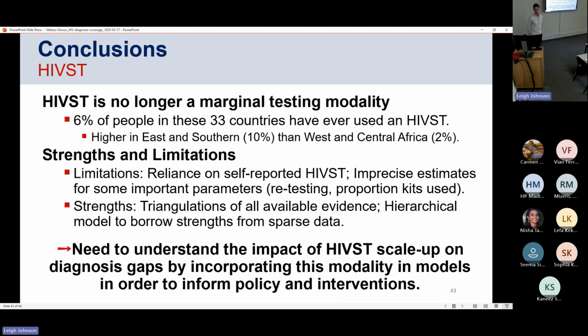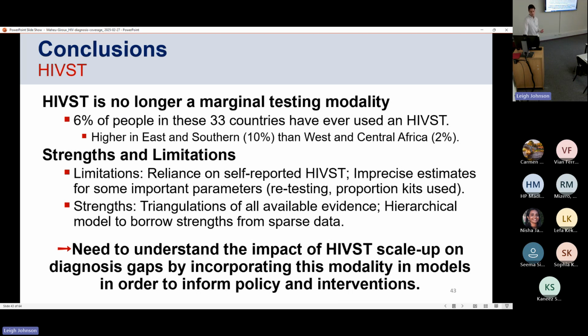So in conclusion, HIV self-testing is no longer a marginal testing modality overall, with about 6% of the population having ever used it. It's higher in Eastern and Southern than Western and Central Africa. The limitation is that we rely on self-reported estimates. Even though we've tried to use a hierarchical model, we still obtain very imprecise estimates for some parameters, such as retesting and the proportion of kits used. A strength is that we triangulate all the evidence available using a hierarchical model.